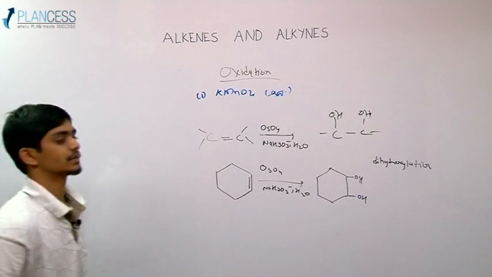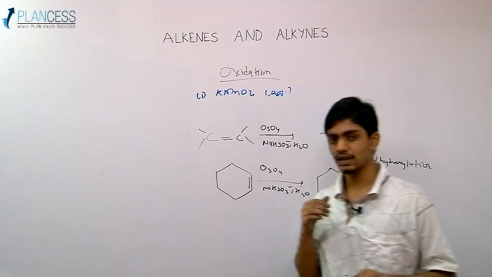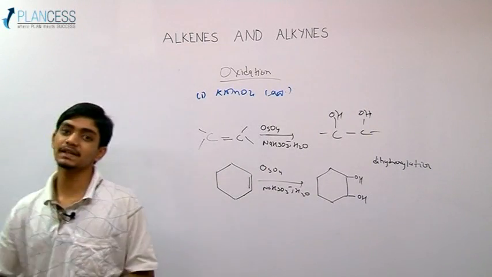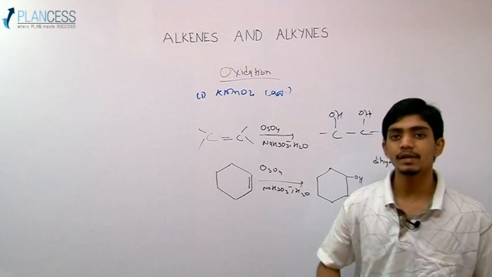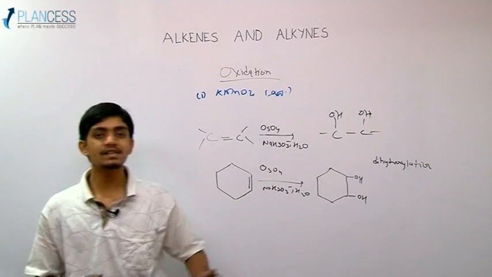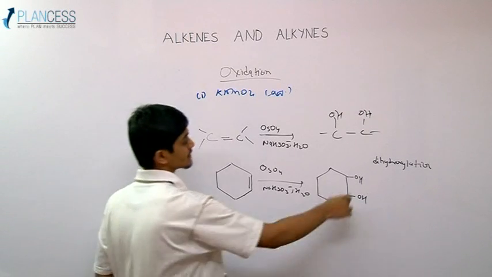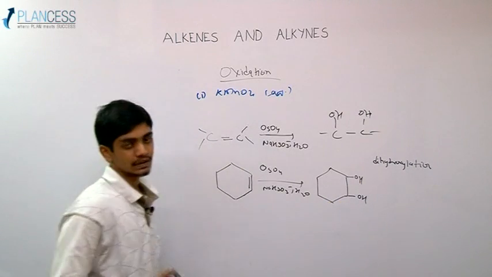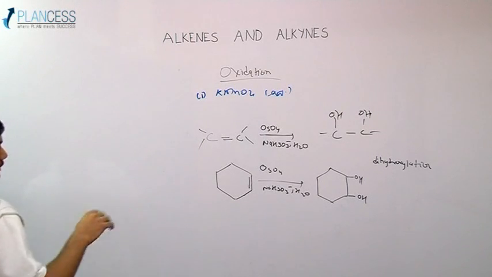Now this way is better, because KMnO4 can also completely oxidize the alkene. Even if you take a dilute solution, it might be possible that most of the alkene is converted into this and some is wasted in the complete oxidation of alkenes. That means this can be oxidized to ketone groups. So now we have completed the dihydroxylation.